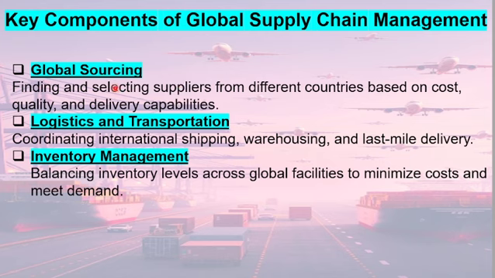Sourcing: we are selecting or finding suppliers from different countries based on cost, quality, and delivery capabilities. Secondly, logistics and transportation, like coordinating international shipping, warehousing, and last mile delivery. In logistics and transportation, we're talking about coordinating international shipping.